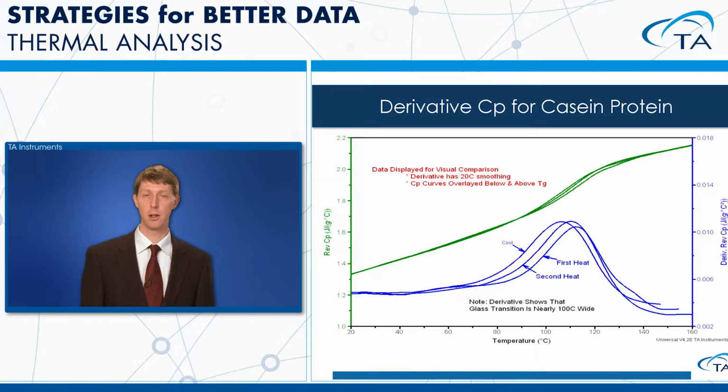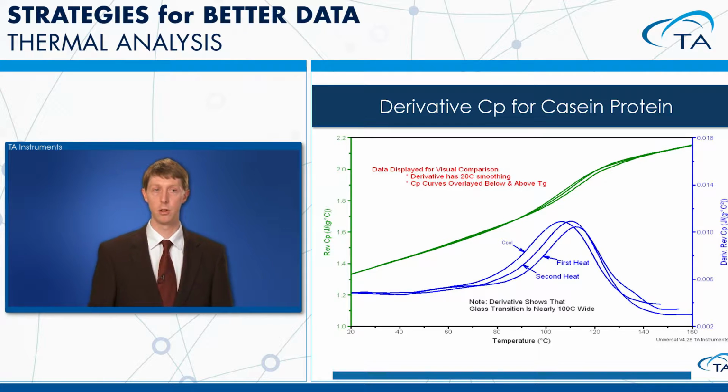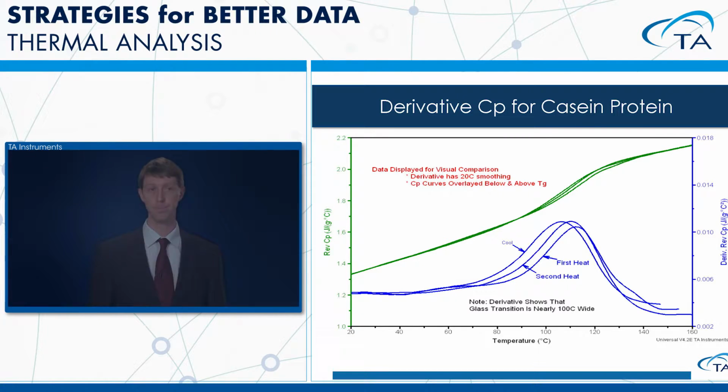But clearly, by plotting the derivative curve here in blue, you can see that there is a significant difference in the temperatures at which this glass transition exists, or where this baseline shift exists. So the first, second, and cooling curves are all shifted from one another, and the derivative also gives you some scope of the overall width of that glass transition, such that it's nearly 100 degrees wide in this particular case.